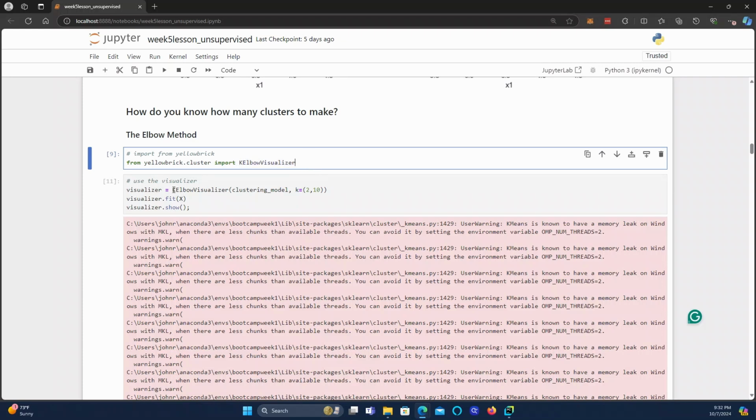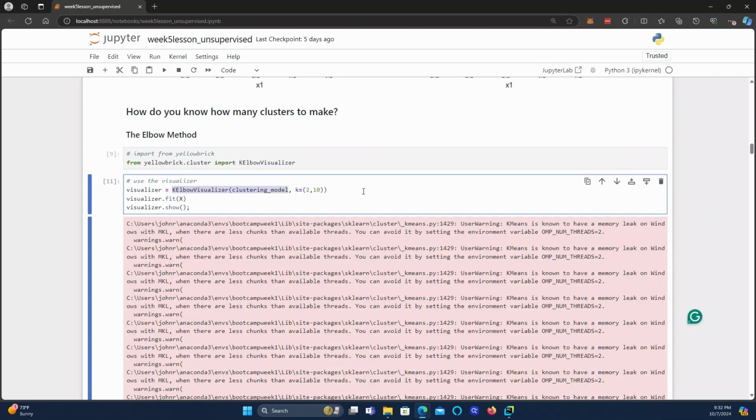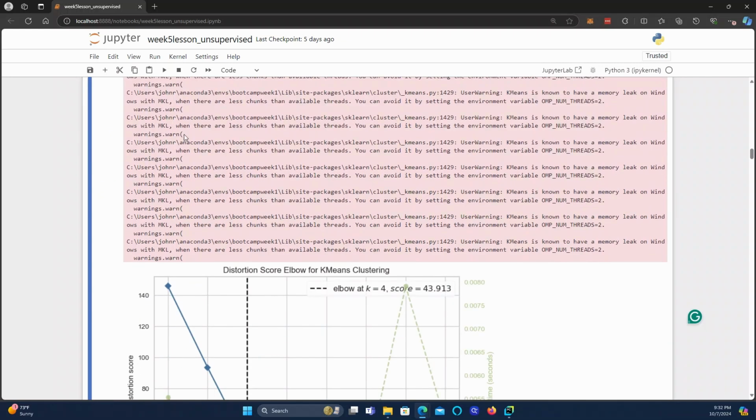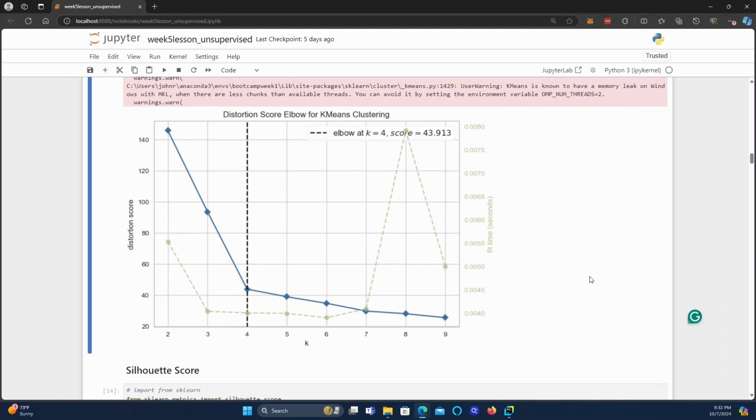And to use that, you call KElbowVisualizer. You have to give it a clustering model, and then you give it a range of k. So k here goes from 2 to 10. So it's going to fit a k-means clustering model with k equals 2, k equals 3, and so on, all the way up to 10. Fit it by doing visualizer.fit, and then you can show it. Ignore these warnings, they don't really mean anything. And here we go. So this line here is the Yellowbrick visualizer telling us what it thinks is probably the best number of clusters. It says 4 is the best. And we know, because we made the data ourselves, that 4 is correct.